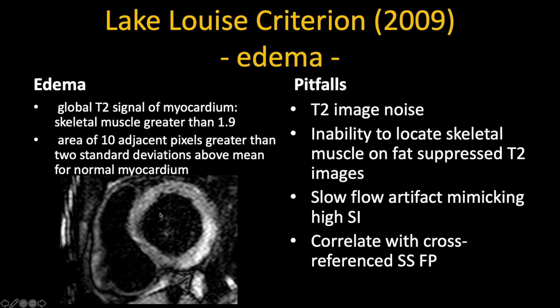And so I just wanted to show some examples of that, because a lot of times I notice that people will look at these studies and just eyeball it qualitatively, but there are a lot of quantitative numbers there. And just to review, the three main criteria that we use: one is T2 signal, and that has to be on a fat-sat T2 weighted sequence, and we're looking for a skeletal muscle to myocardium ratio of greater than 1.9, or you can have an area of 10 adjacent pixels that are more than 2 standard deviations above the mean.